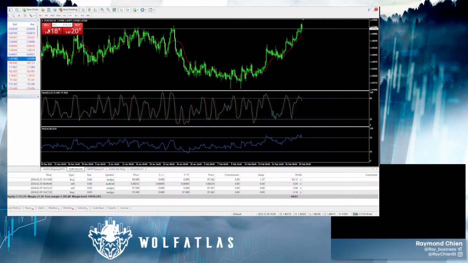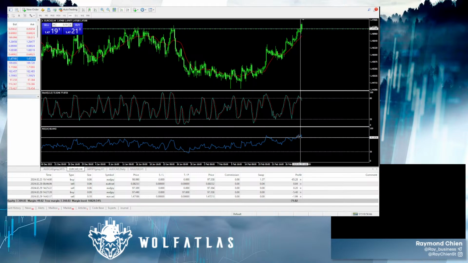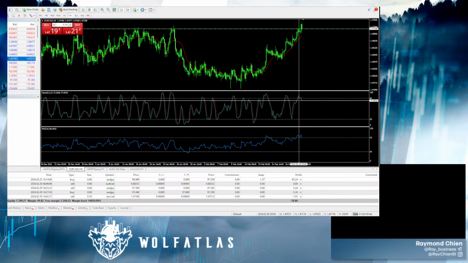So I'm going to place a sell. Why? Because I want to enter with my overbought of the RSI and overbought of the stochastics. Understood? All right, and how will I exit?